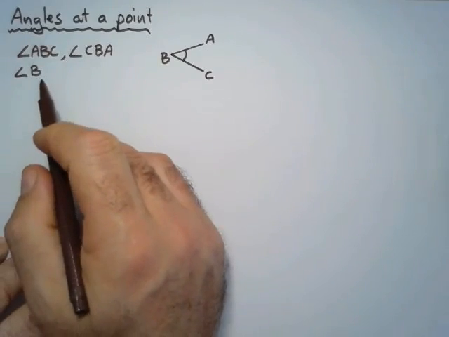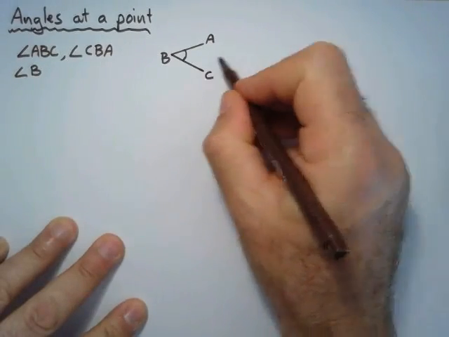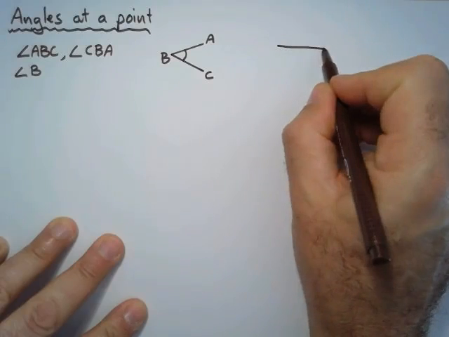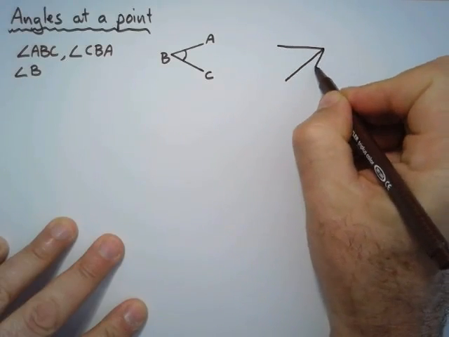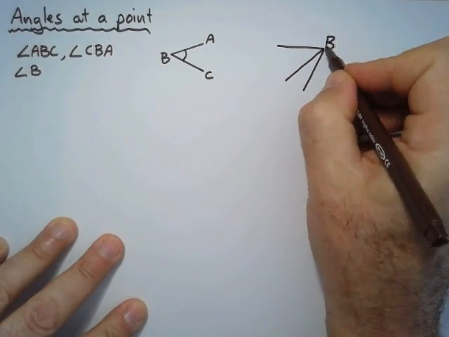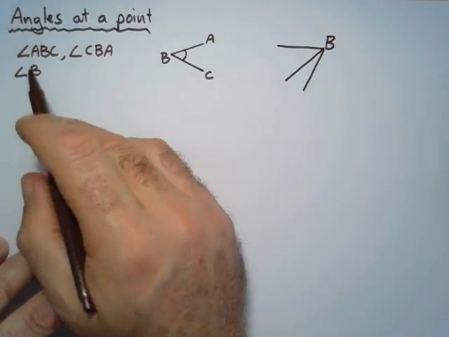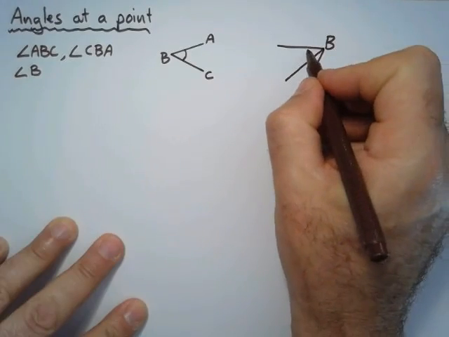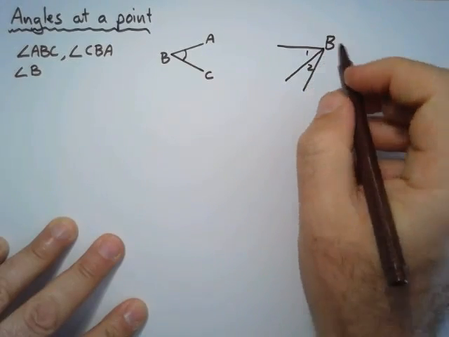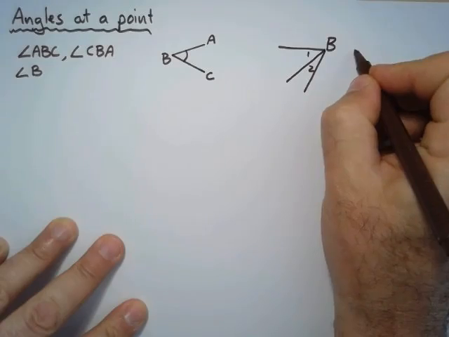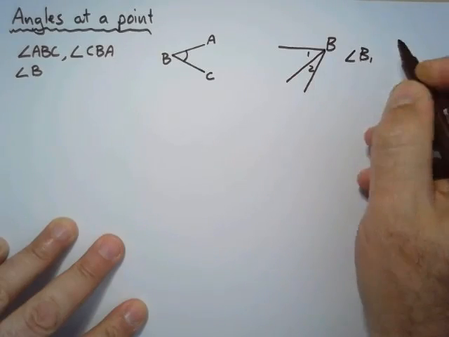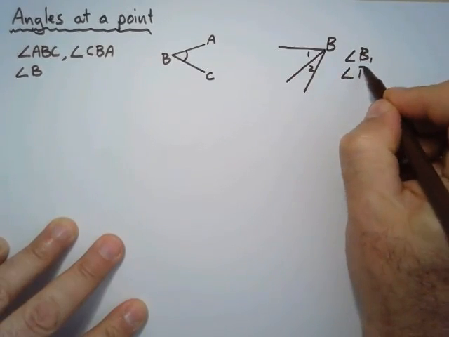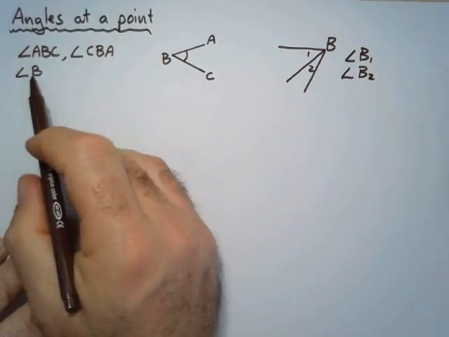The only thing that you have to be careful of if you do this is if there is something like, let's say, that, and we say this is B, then you can't say angle B because there are two angles. What you can do in that case is you can say this is 1 and 2 and then refer to angle B1 or angle B2 if you want to use this method.